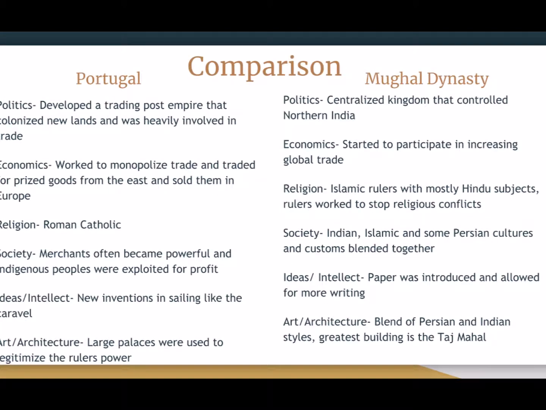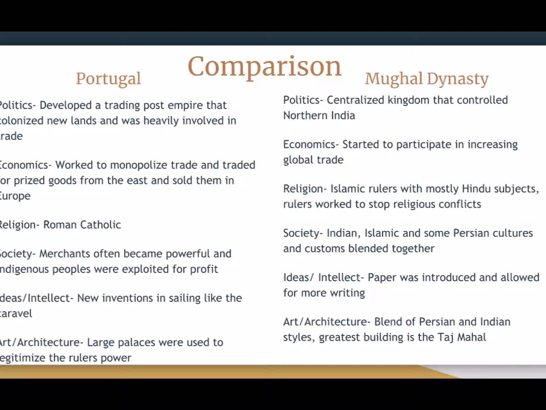Now for a comparison of Portugal and the Mughal dynasty. Portugal was a maritime empire that was based on trade, and the Mughal dynasty was a centralized kingdom in northern India. Portugal was the first kingdom to really start exploring for new trade routes out of Europe, and as a result they became involved in the many spice trade routes from Europe. The Mughal dynasty just started to get involved in this global trade. Portugal was strictly Roman Catholic. The Mughal dynasty had Islamic rulers with Hindu subjects. This sometimes caused religious conflicts in the kingdom.